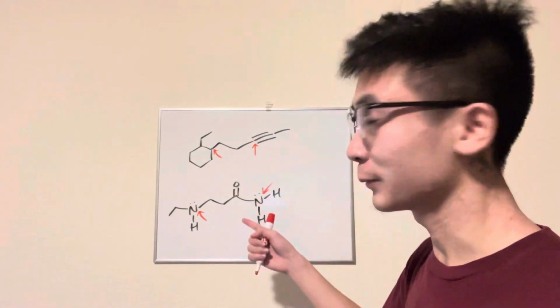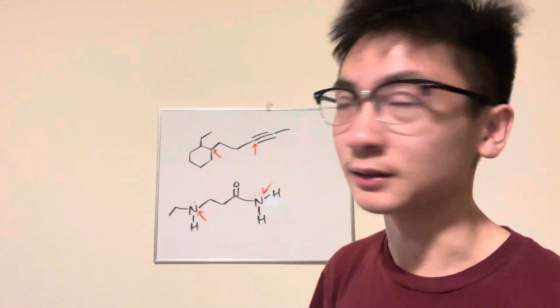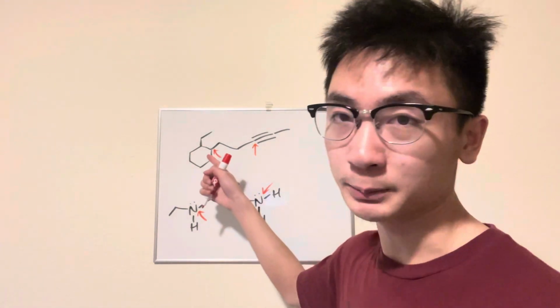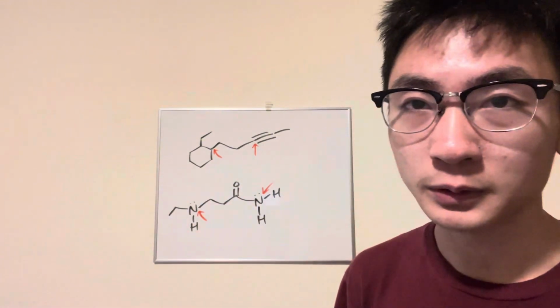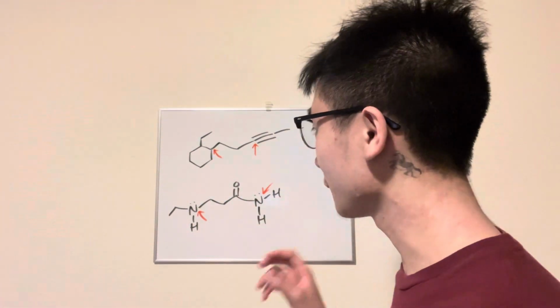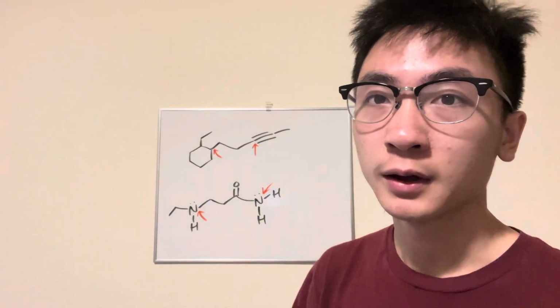In this video, I'm going to go over hybridization in organic chemistry. So here we have two practice problems where we have to determine the hybridization of each atom that is pointed to with the red arrow. So what hybridization is that?